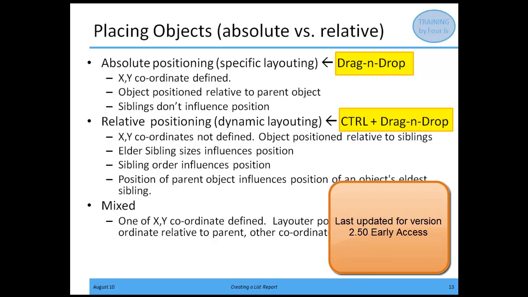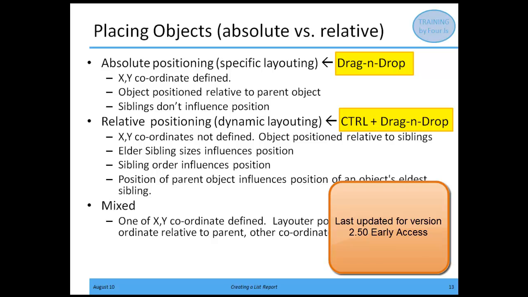With absolute positioning, you're telling me exactly where you want it to appear on the report. You're placing an object and saying it needs to be at this location, where I'm specifying the X and the Y. Siblings don't influence the position. You may end up with overlaying objects if you position them in the same place, but absolute positioning means you are telling the report writer exactly where you want this object to go. And when you just click on an item and drag and drop it across, you are using absolute positioning.